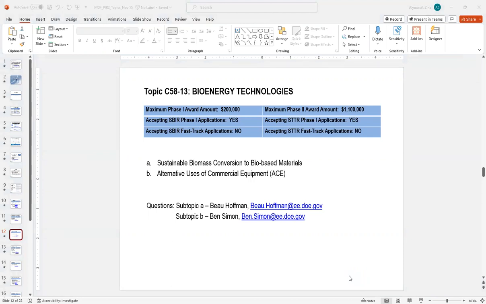Would technologies that minimally process biomass into a composite for building applications without breaking down the biomass via fractionation or fermentation or a chemical process be in scope? I think for that one, we would probably need to see the application itself. So I would encourage a letter of intent in that category so that we can provide proper feedback.